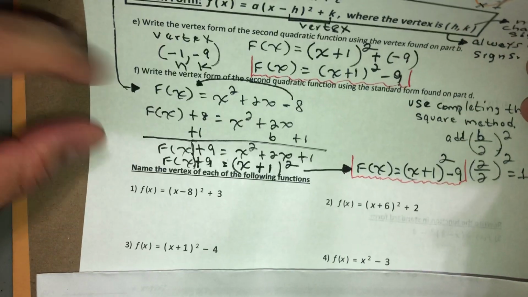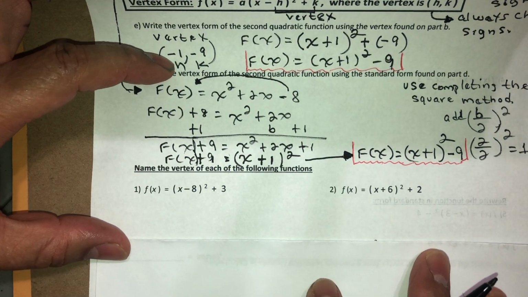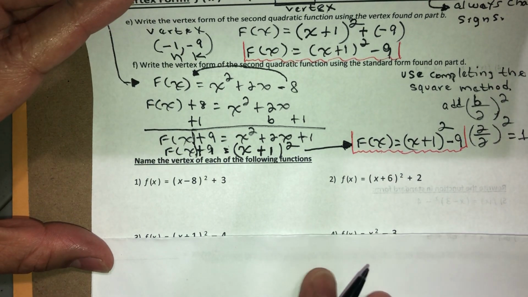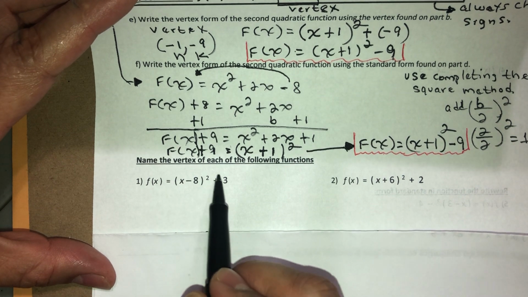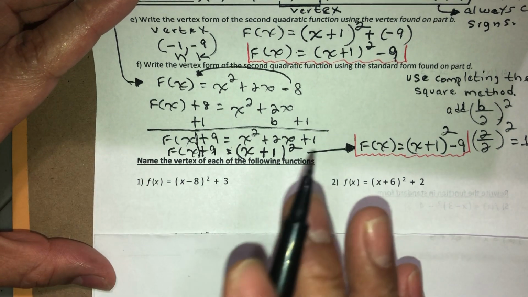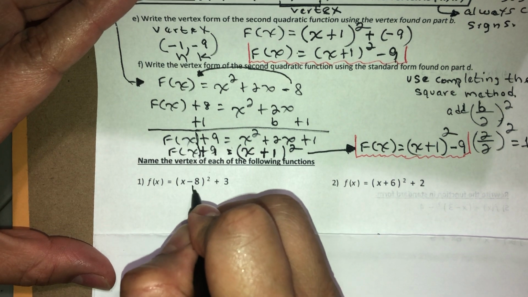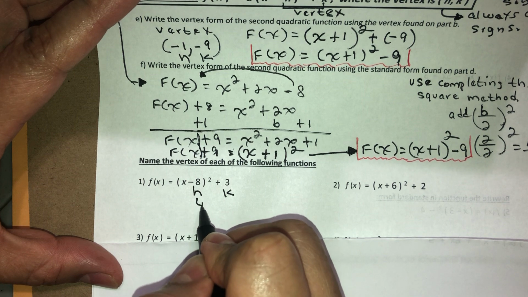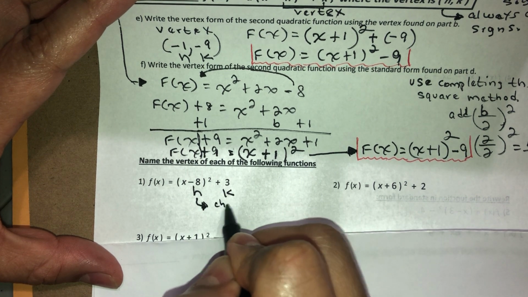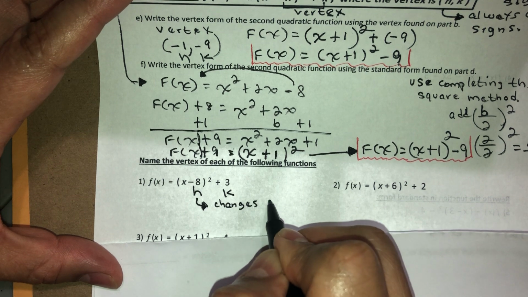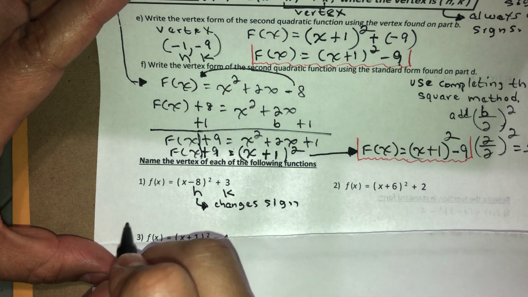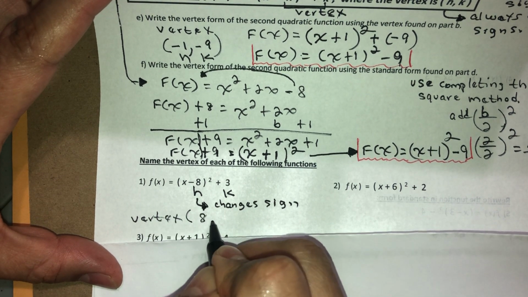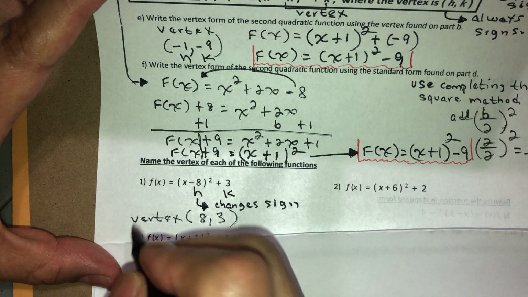Listen, be very careful because in the homework, the only thing they're asking you on the first 3 is exactly something like this. All right? Name the vertex of each of the following functions. Just the vertex. Remember, the vertex is h and k. And remember, h, what happened with h? It changes sign. So the vertex for this one should be positive 8, comma 3. That's it.